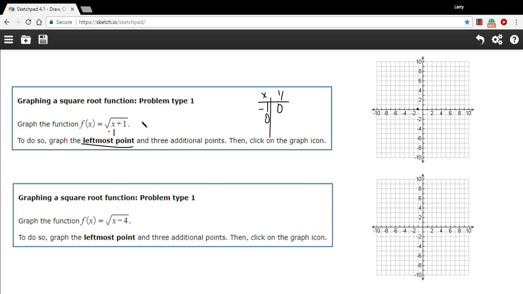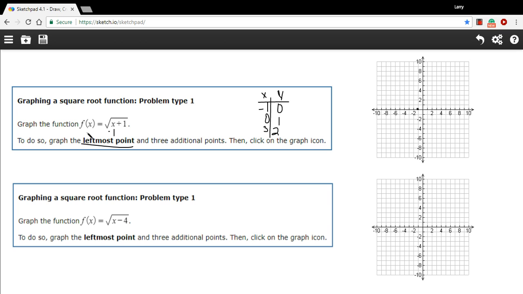So let's put in 0 for x. This becomes 1 under here. I take the square root of 1, I get 1. So the value for the function, or y, is just 1. So there's a point. And then let's try to make this value under the square root sign equal to 4. So I'd need to put in 3 for x, because 3 plus 1 is 4. So we'll put in 3 for x, and then we take the square root of 3 plus 1. Square root of 4 is 2, so we get the point 3, 2.